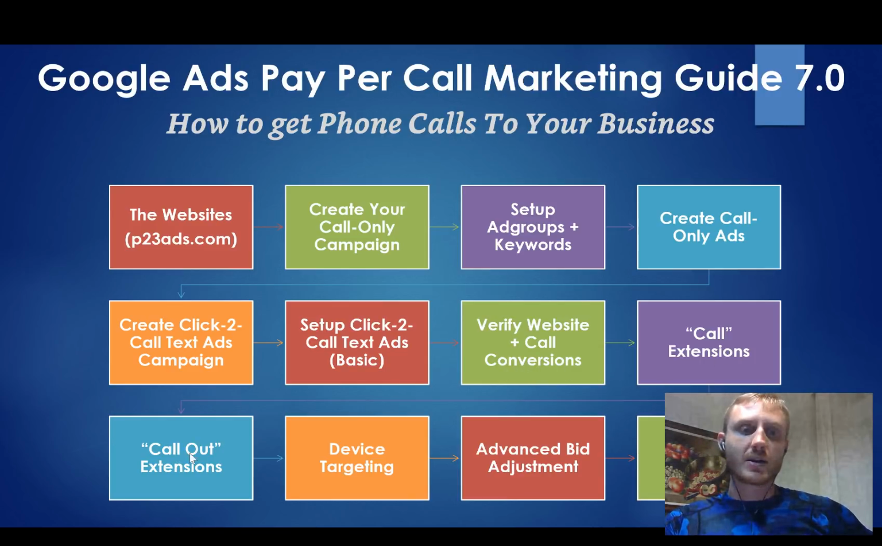We're going to make call out extensions, so it's going to be additional text on your ad if you're in the first or second place. We're going to do device targeting to make sure our ads only show up on mobile devices. This is associated with text ads. And we're going to cover advanced bid adjustments. So for this section, I'm actually going to simply copy and paste the clip from a previous video, which I really liked because I was very comprehensive with it. And then we'll head back to this slide for a quick review.